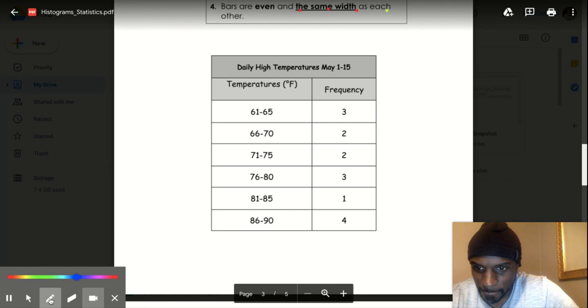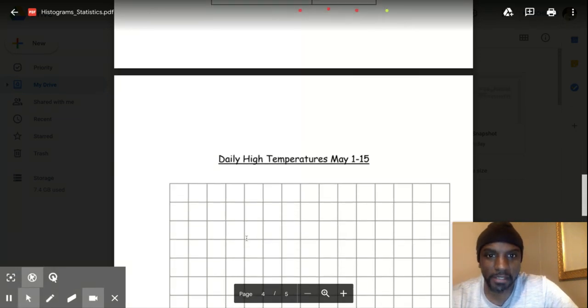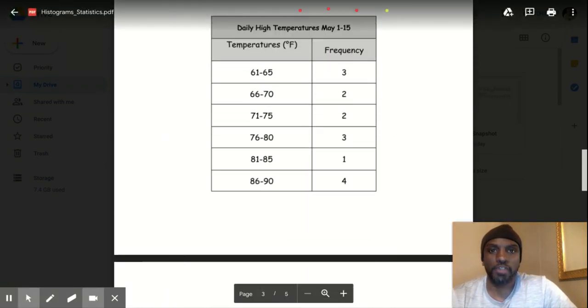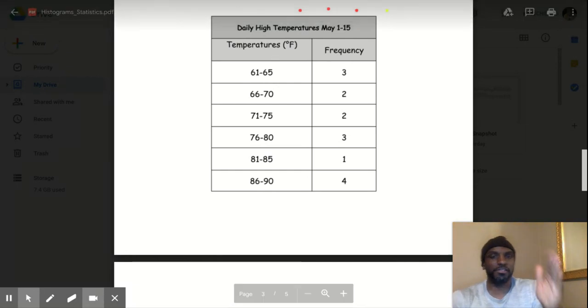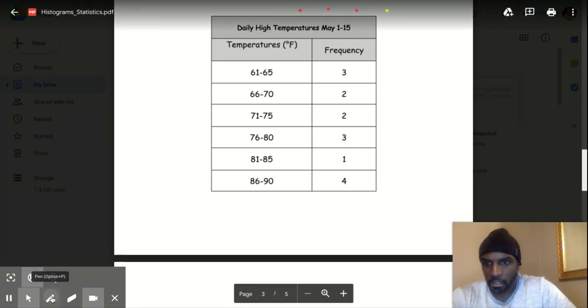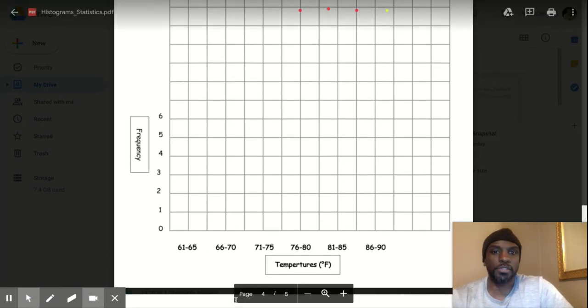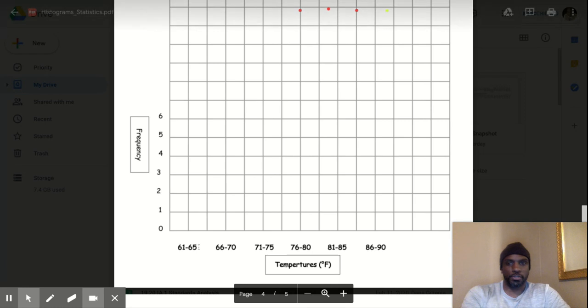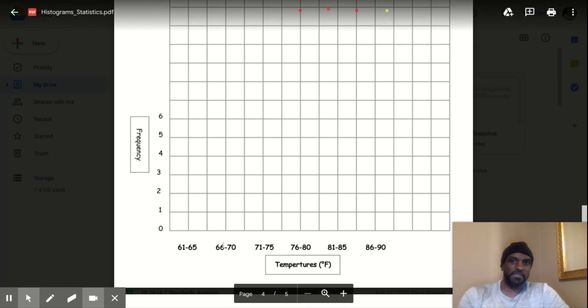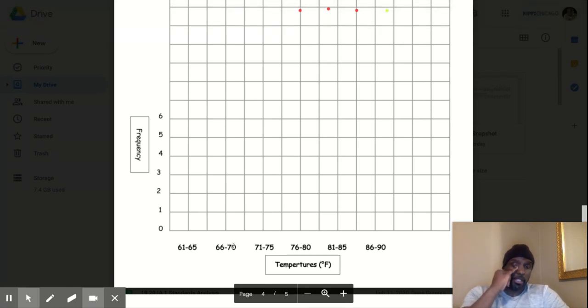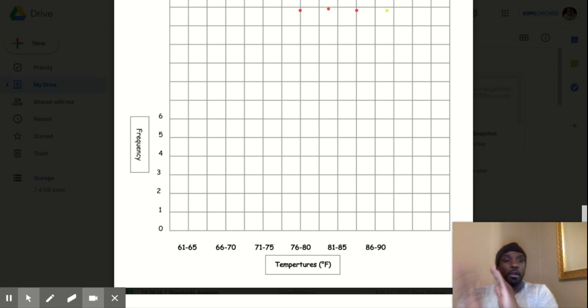Looking at this, here are my numbers. Now I have 3 days that I counted with a temperature between 61 and 65. So I'm going to use a red for 61 to 65. I'm going to go down here, and my x-axis is already labeled temperatures. Here is my range, 61 to 65. Here's another interval, 66 to 70, another interval, 71 to 75, 76 through 80, 81 through 85, and 86 through 90. Those are my intervals, okay?